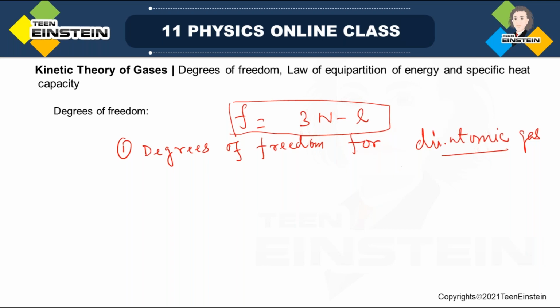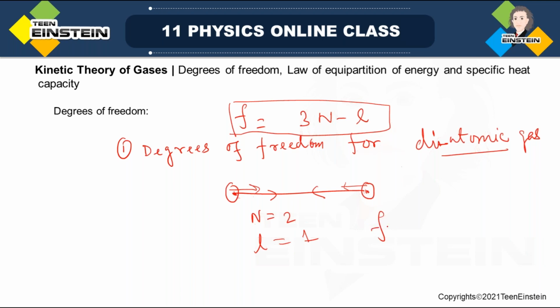So let me draw the configuration of a diatomic gas. How many atoms are there in this case? There are two atoms, so I'll write n is equal to 2. How many constraint equations are there? Sorry, one constraint equation. They cannot move along this direction because they are confined. It is kind of rigid. Suppose a stick, or a dumbbell. These two cannot move in this direction if it is rigid. So it has L is equal to one constraint.